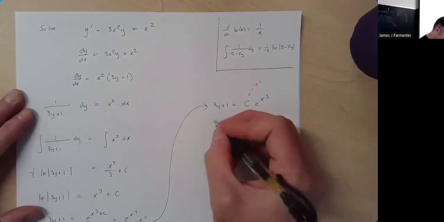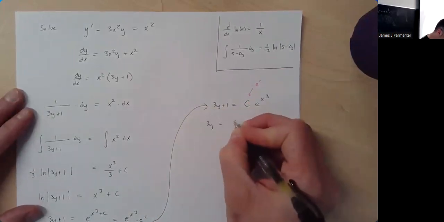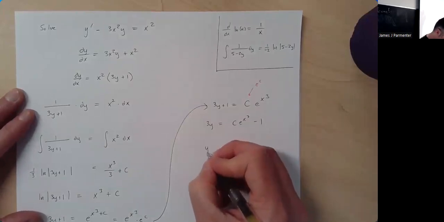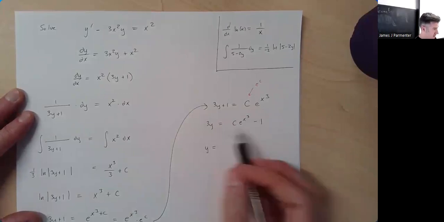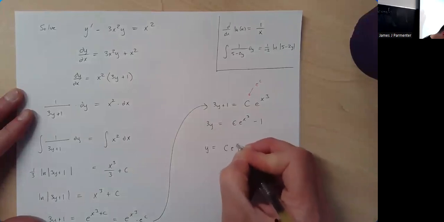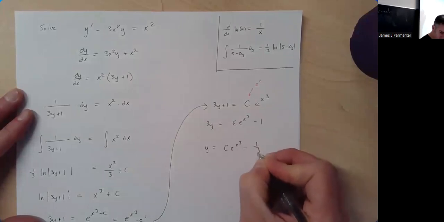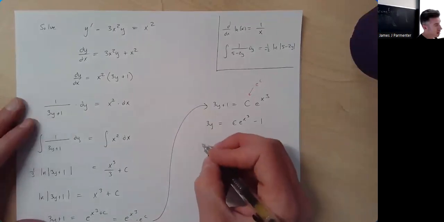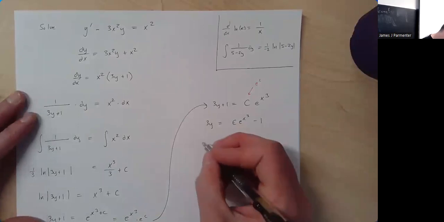Finally, we solve for y. 3y equals a constant times e to the x cubed minus 1. And then finally, y is equal to, if we divide everything by 3, a constant divided by 3 is still a constant, and 1 divided by 3 is 1/3. Cool. Yes, right on. So there's your general solution. I'm not particularly interested in the particular solution.